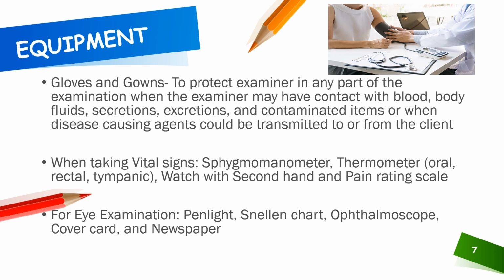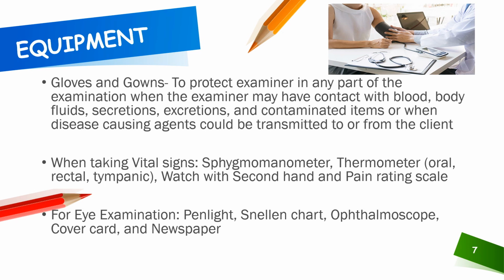Each part of the physical examination requires specific pieces of equipment. For example, we need gloves and gowns to protect the examiner in any part of the examination, when the examiner may have contact with blood, body fluids, secretions, excretions, and contaminated items, or when disease-causing agents could be transmitted to or from the client. When taking the vital signs, we need a sphygmomanometer, a thermometer, which can either be oral, rectal, or tympanic, a watch with a second hand, and a pain rating scale.